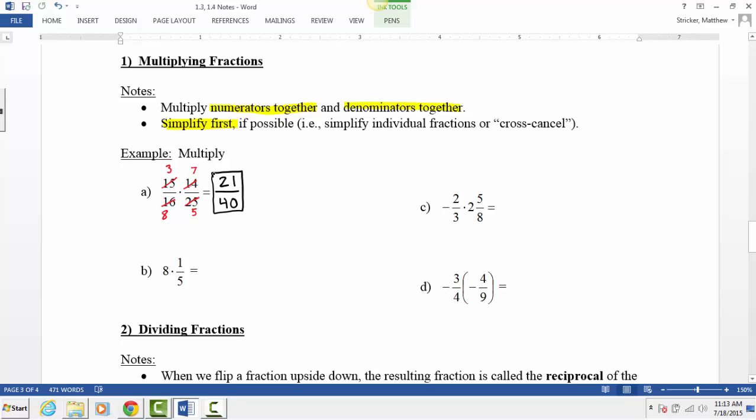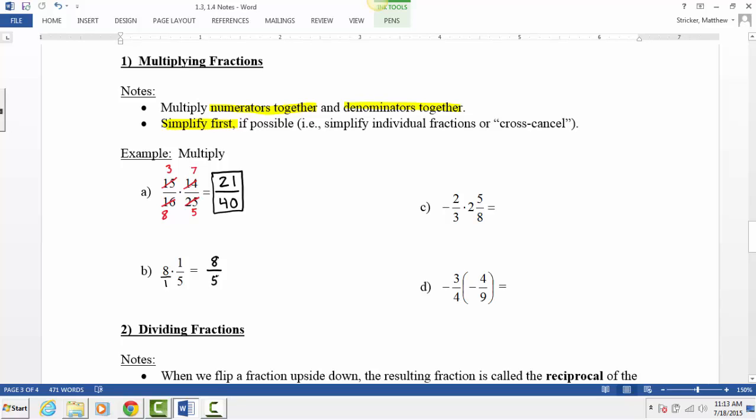We can take a look at another one, example B. Well, this is not a fraction times a fraction, it's a whole number times a fraction, but you can always turn a whole number into a fraction by what? Hopefully you're thinking, put it over 1. So now I have 8 over 1 times 1 over 5, and if we again multiply the numerators together and the denominators together, 8 times 1 is 8, and then 1 times 5 is 5.